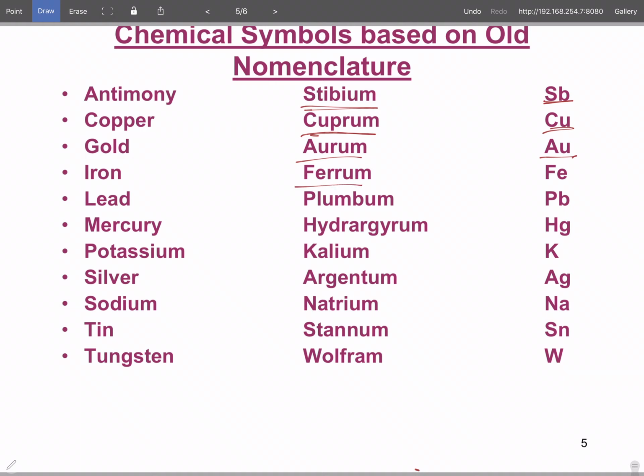Iron is ferrum, which is Fe. And we'll actually get to that. If you've ever had to take iron tablets, you may have seen a bottle where it refers to them as ferrous sulfate. Iron is one of those things you actually see on a regular basis as the ferrum. So that one's not so bad.